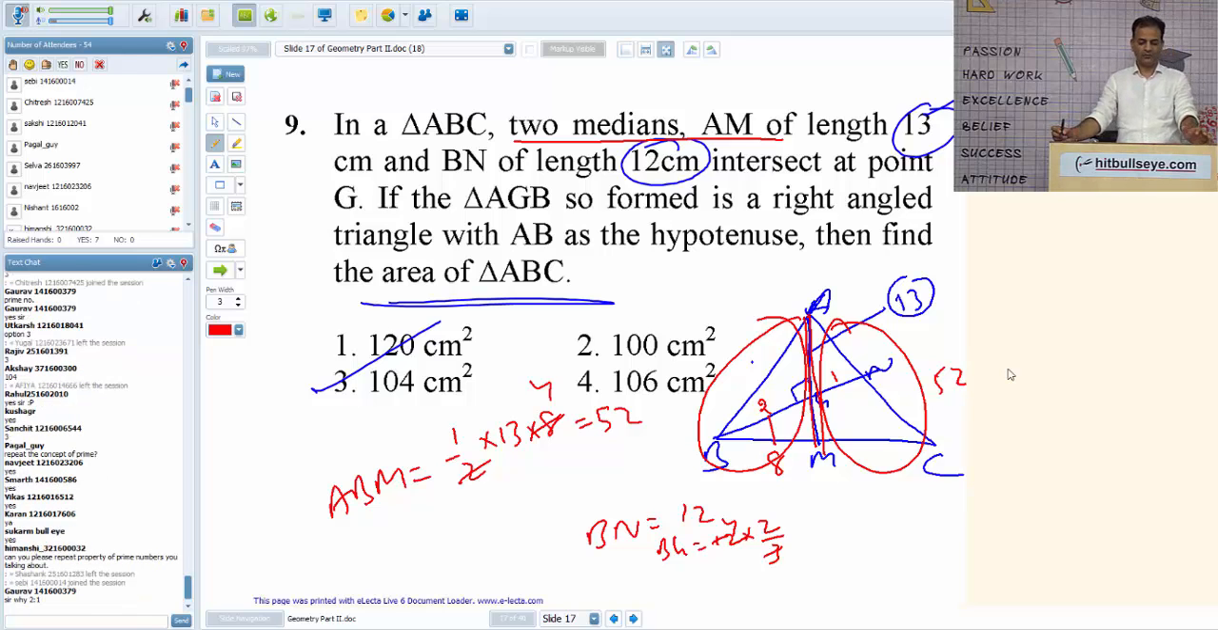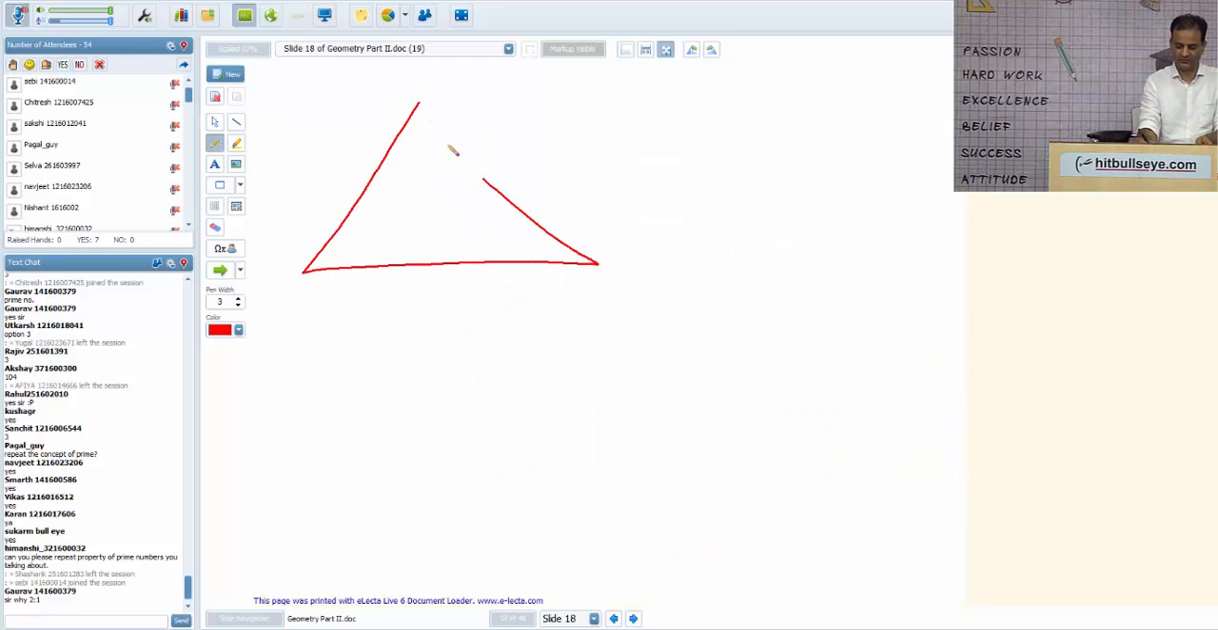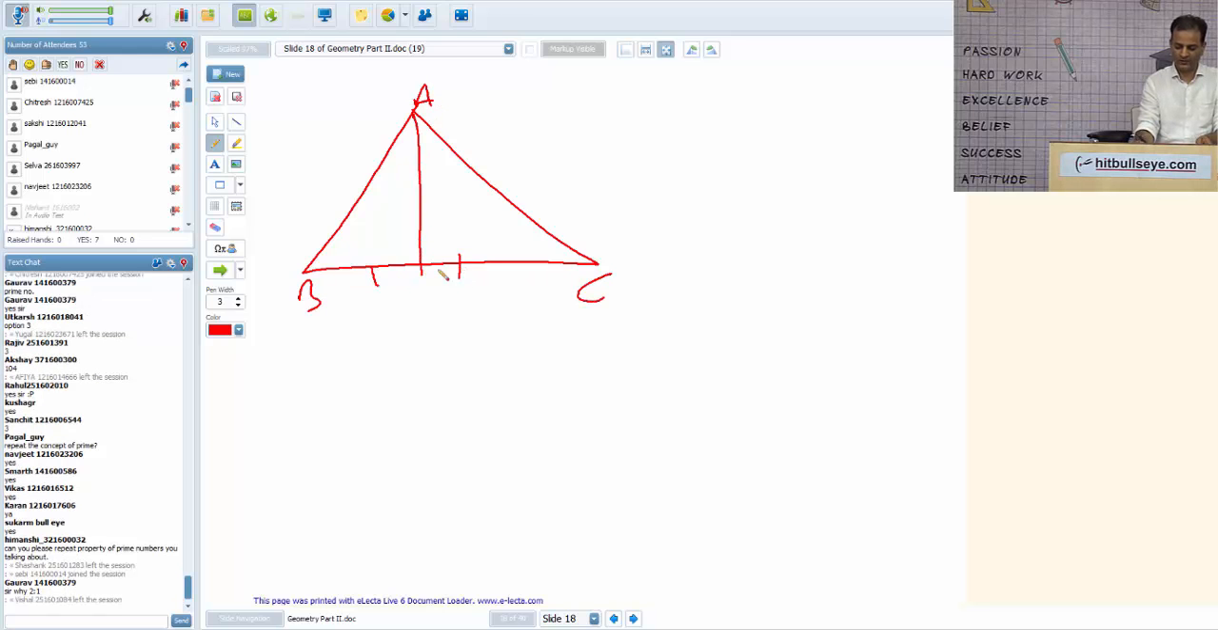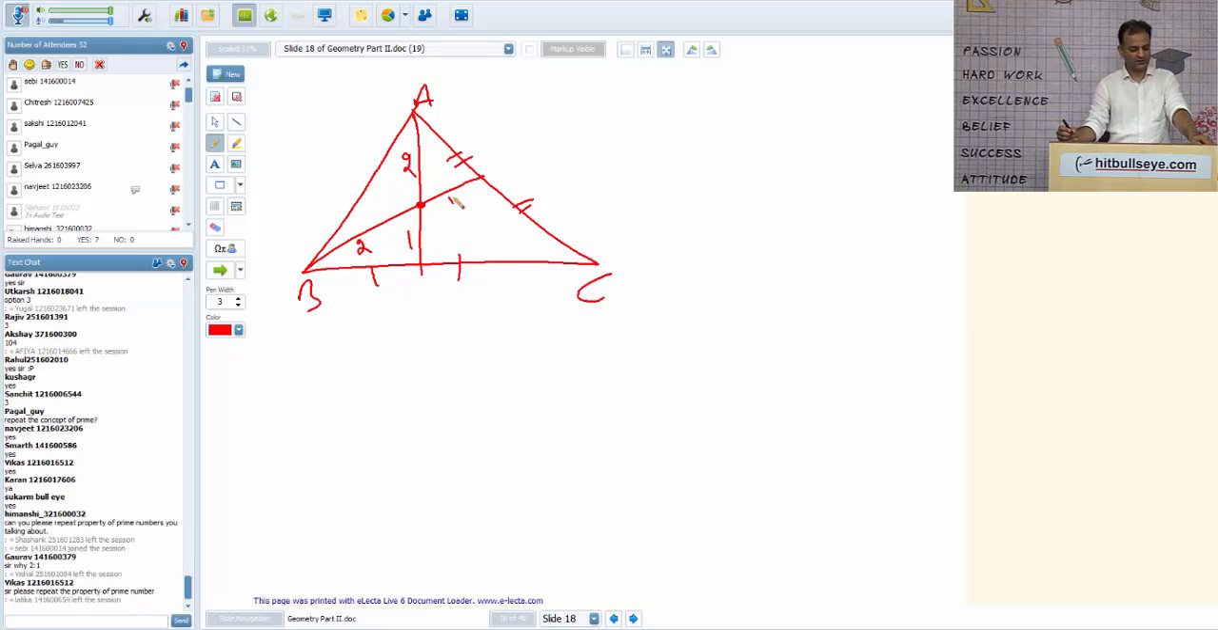Gaurav, why 2:1? Because the centroid or the median is in 2:1. Last question we have done. Gaurav, last question we have already discussed. If this is the median, it divides the base into 2 equal parts. So this point of intersection is known as the centroid, and it divides in 2:1. From the vertex it is 2, then it is 1. Point of intersection. Okay Gaurav?